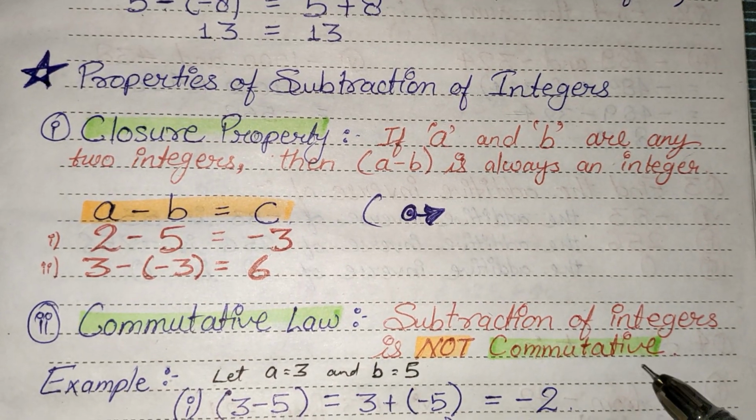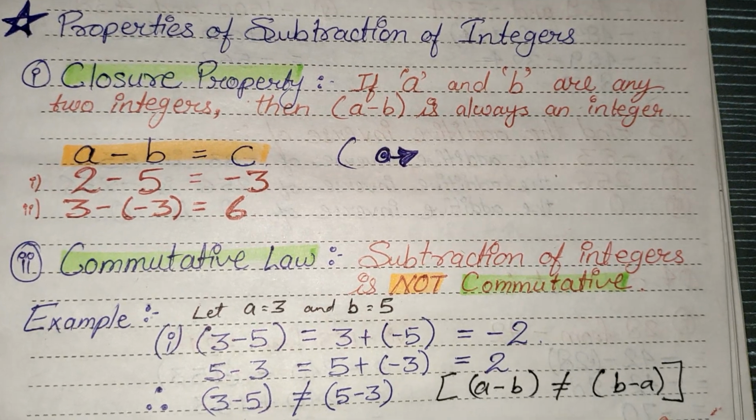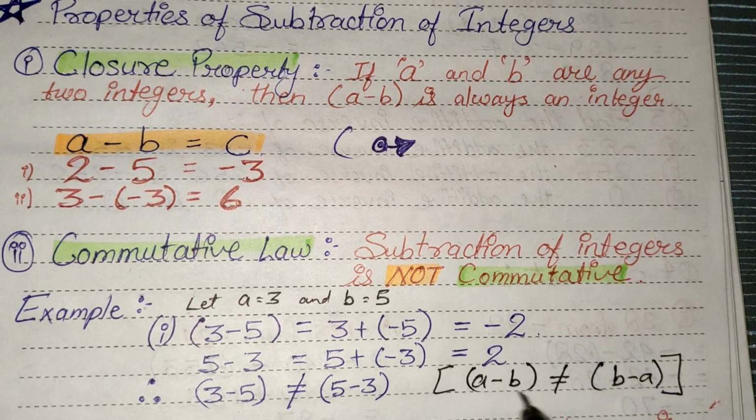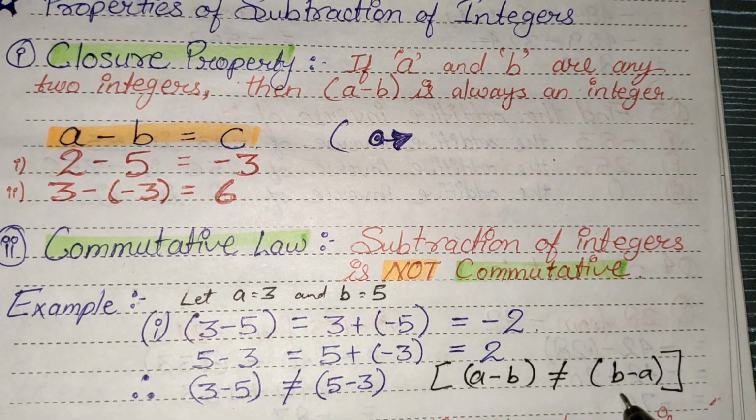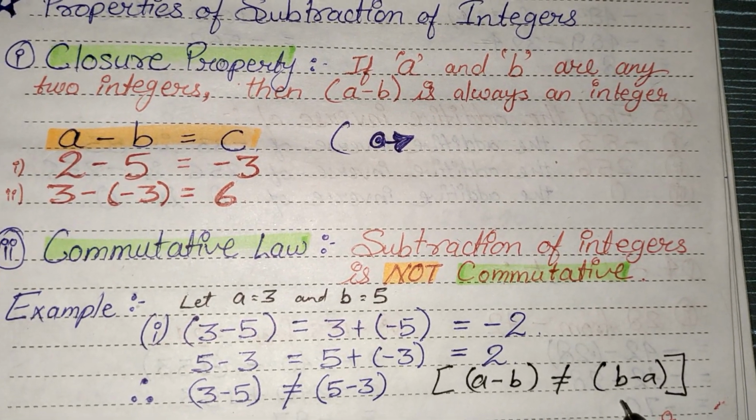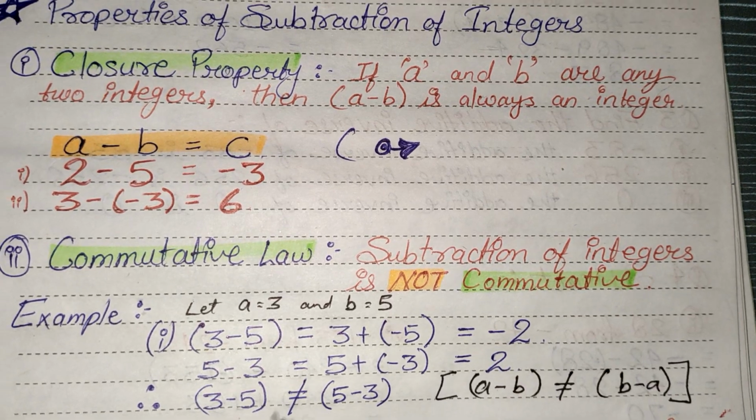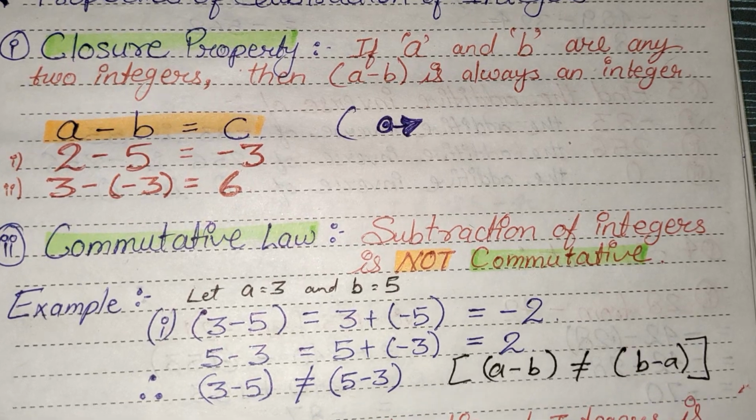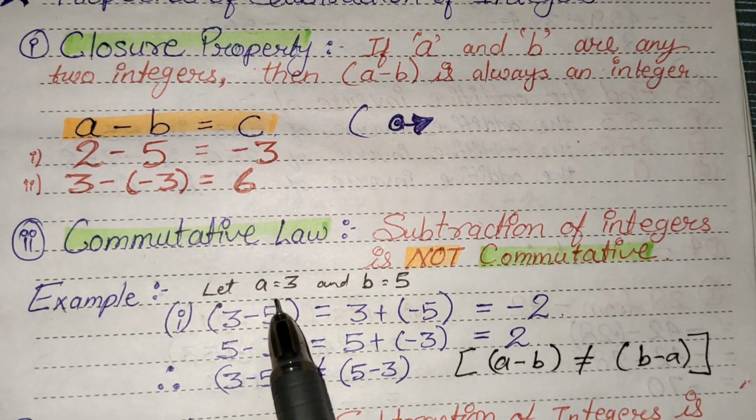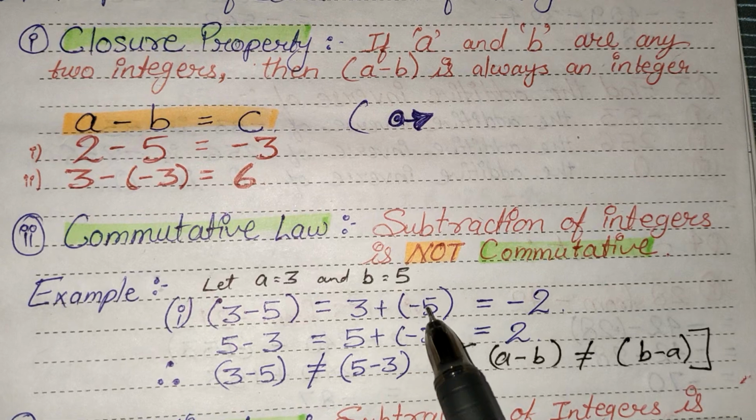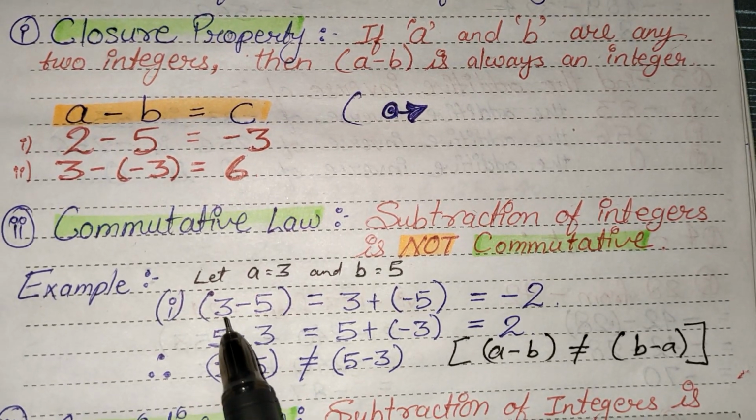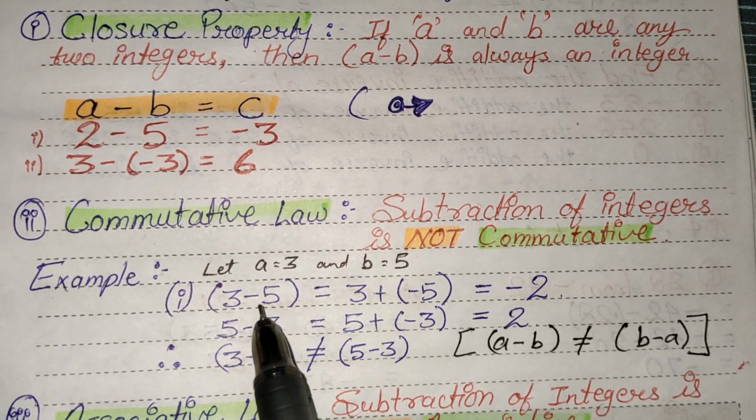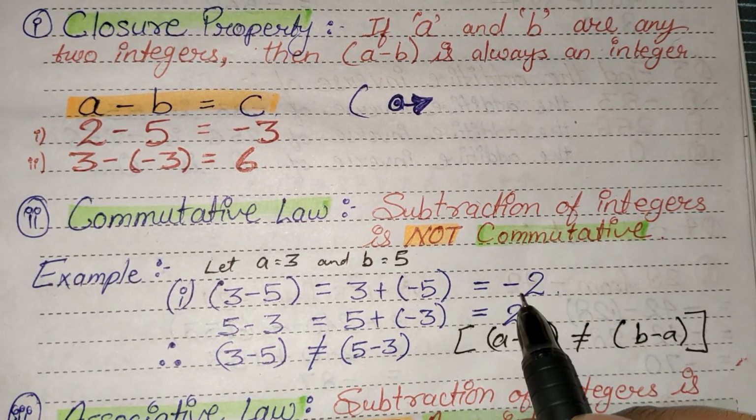Subtraction of integers is not commutative, because to prove commutative we have to prove that a minus b is equal to b minus a. Let us prove it by an example, if a minus b is equal to b minus a or not. Now let a is equal to 3 and b is equal to 5. First we have to do a minus b. Now 3 minus 5 we have minus 2.